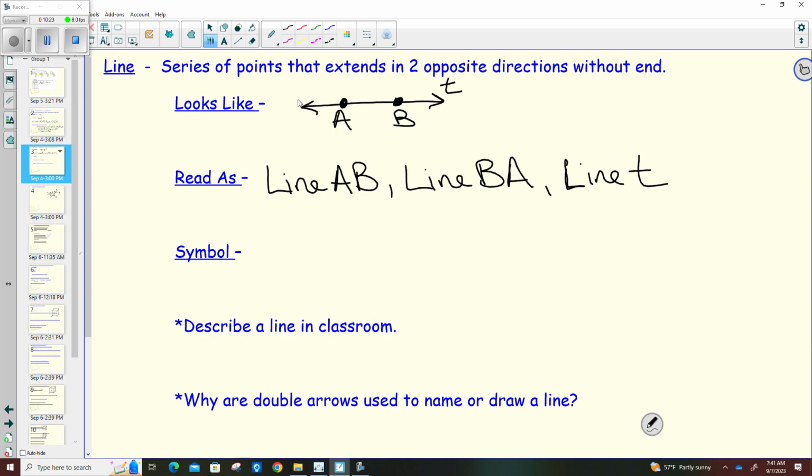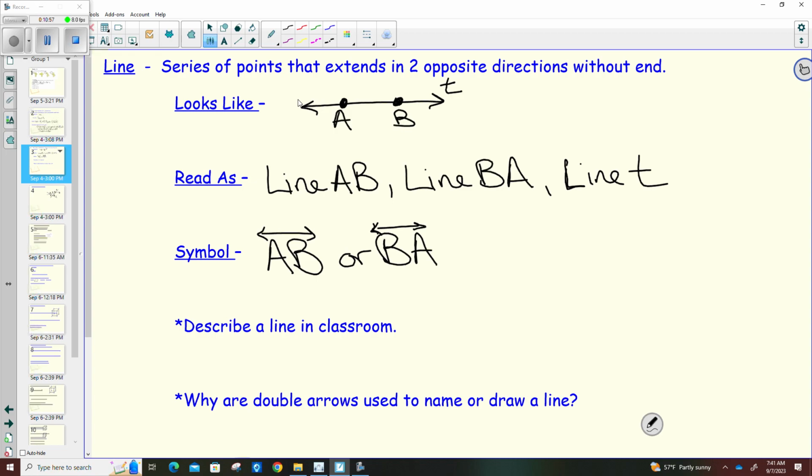When we use that as a symbol, it's going to be the letters of the points on the actual line, and then we put a line over the top. Order doesn't matter because this is going on forever in both directions. So you could write it as line AB, you could write it as line BA. When we talk about it with the lowercase letter, you actually write the word line T. There's no symbol if you're just using one lowercase letter.